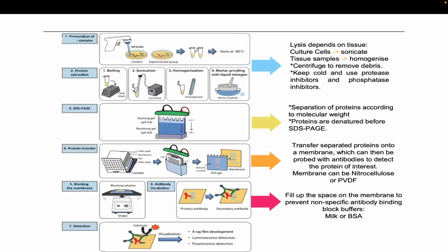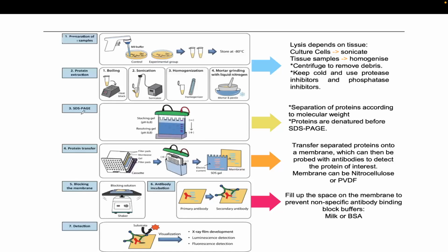So this is the complete procedure. Firstly, if you want to isolate the protein from the cell, you have to lyse the tissue or cells so that the protein comes out. These are the protein extraction methods: boiling, sonication, homogenization, and grinding with a mortar and pestle in liquid nitrogen. Once the protein is obtained, we have to perform SDS-PAGE.